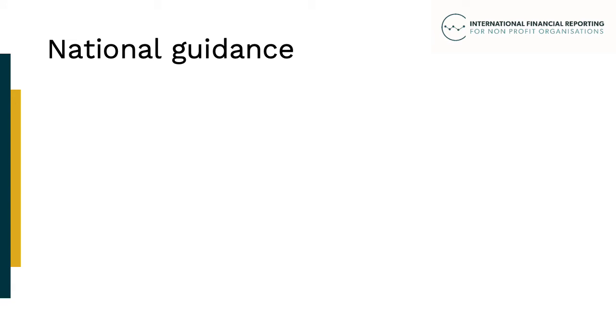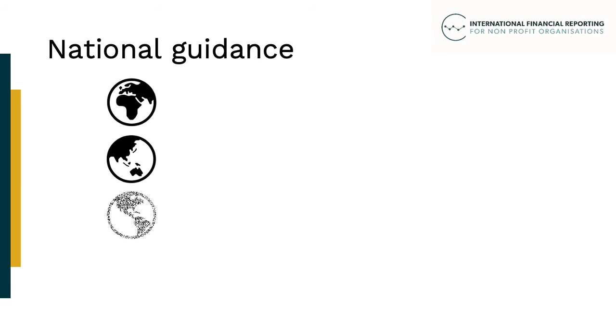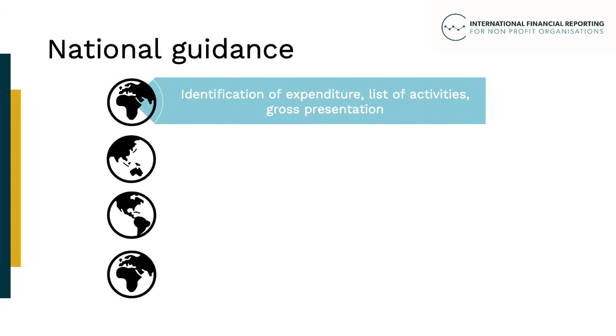Looking now at national level guidance, while there is no one single view of the definition of the cost of fundraising, a few jurisdictions have developed additional guidance on different aspects of the reporting of fundraising costs. One jurisdiction requires all expenditure on fundraising to be identified and provides a list of activities as examples, such as seeking grants and donations, operating membership schemes, staging events, and operating charity shops selling donated goods. It also requires that costs and income are shown gross.